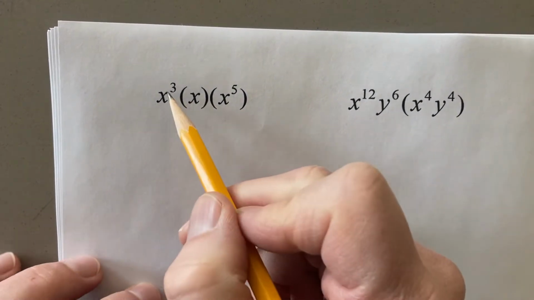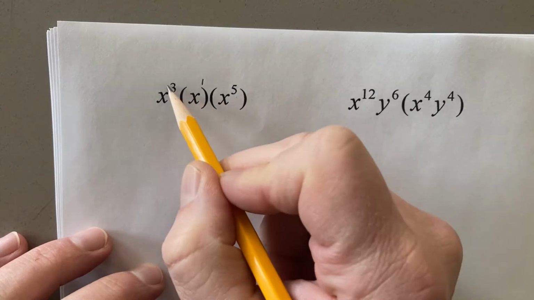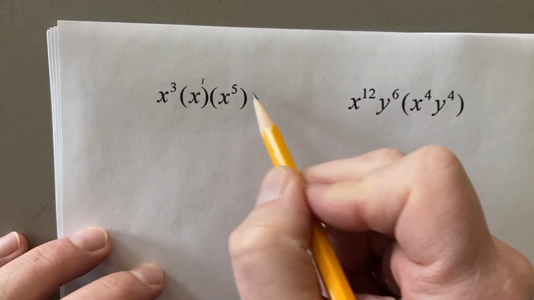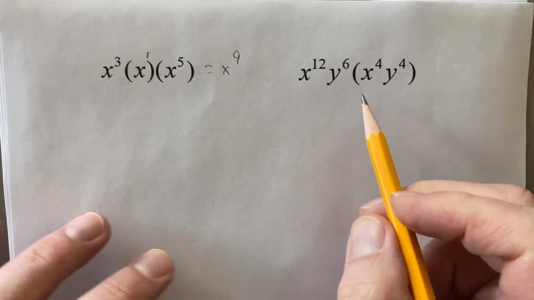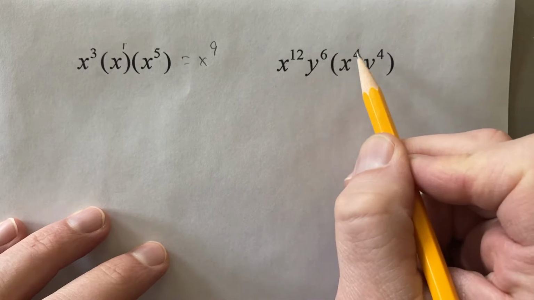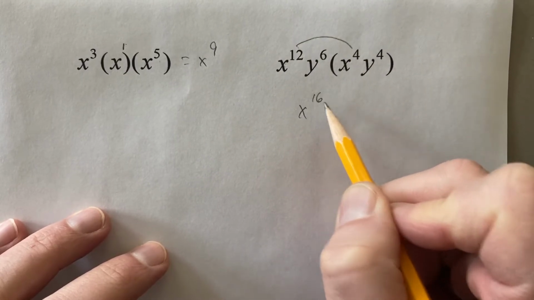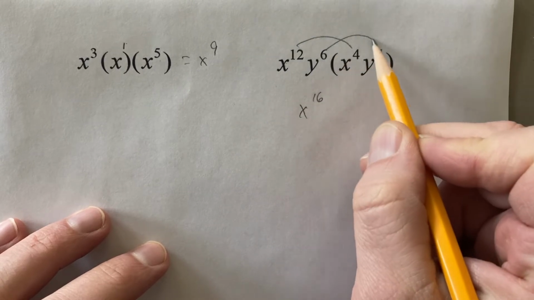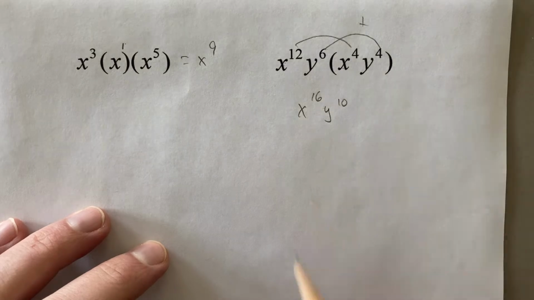So again, if I have x to the 3rd, x to the 1st, x to the 5th, and I multiply them together, I'm going to add the exponents. 3 plus 1 plus 5 will give me x to the 9th. In this case, I'm going to do x's with x's. So 12 and 4, if I add those together, will give me x to the 16th. And then 6 and 4, if I add those together, 6 plus 4 will give me y to the 10th.